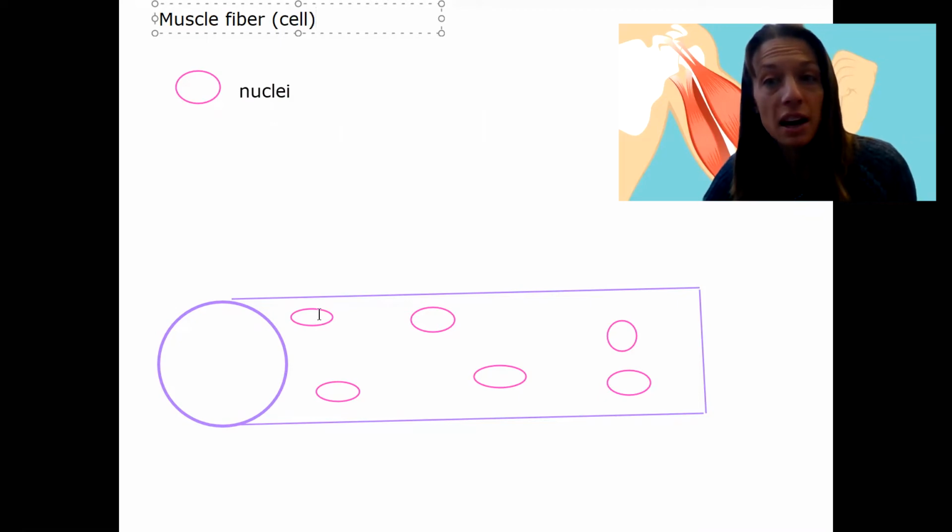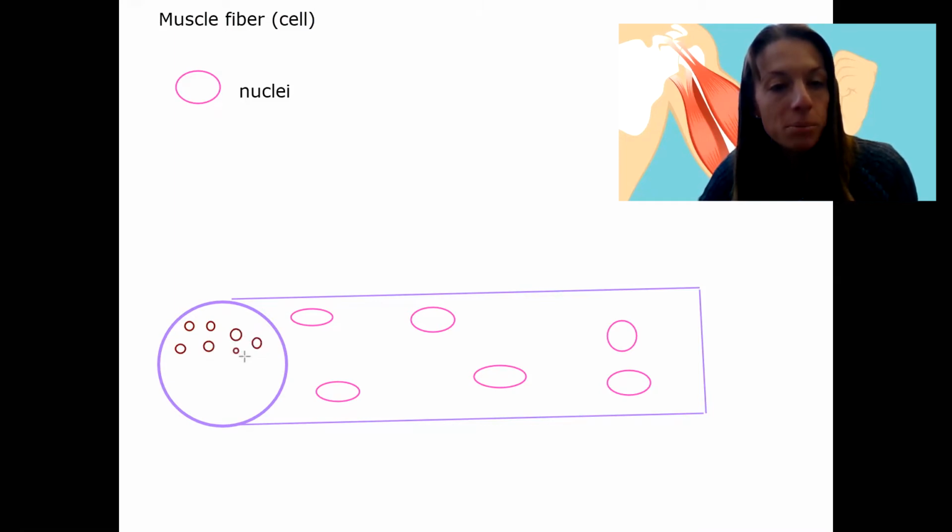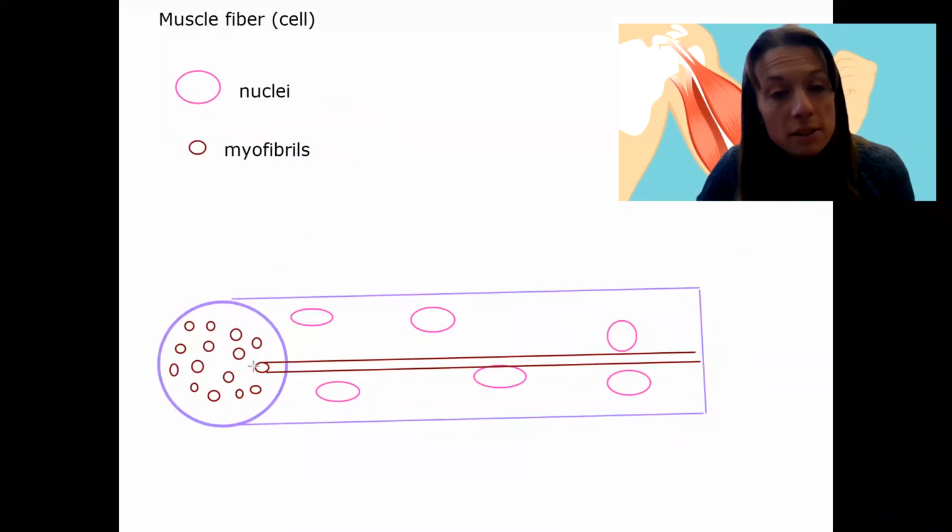Those nuclei are squished to the side because this cell is packed full of myofibrils. Myofibrils are what are going to work together to contract and allow the muscle to contract. So here's my little myofibrils. This is another level of organization. These myofibrils are made up of proteins, and they are going to span the length of this cell. So I've drawn one of these myofibrils along the length to show you what this looks like.